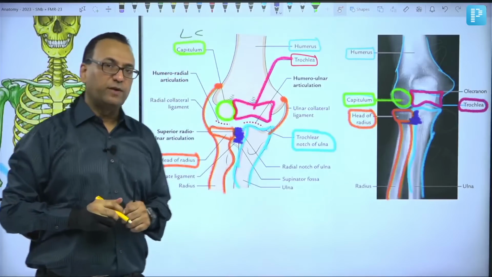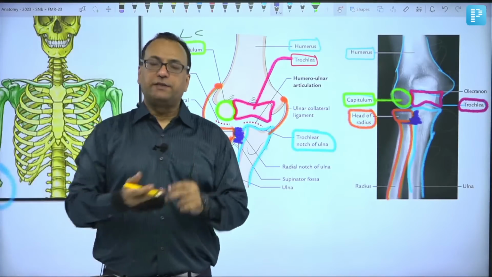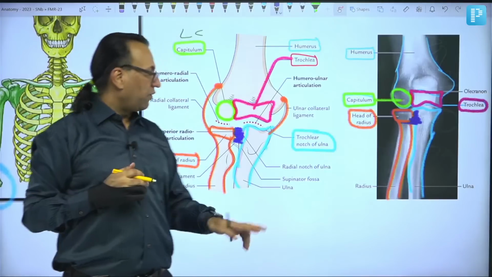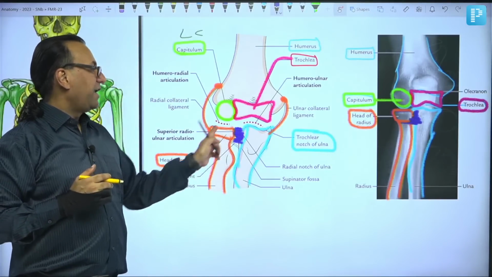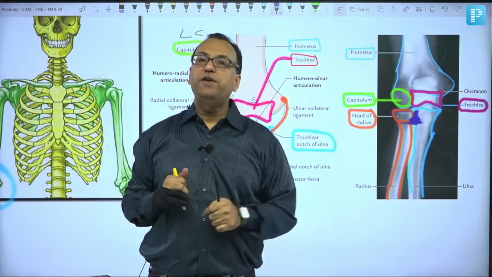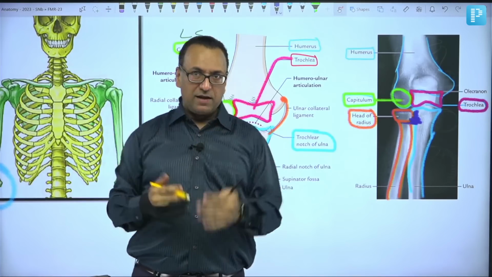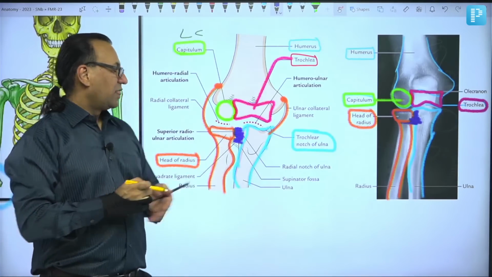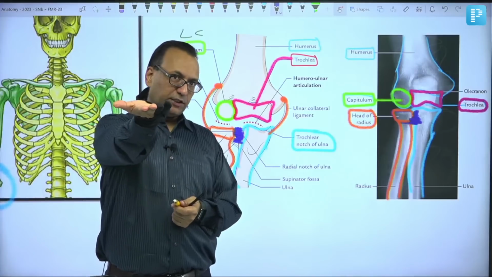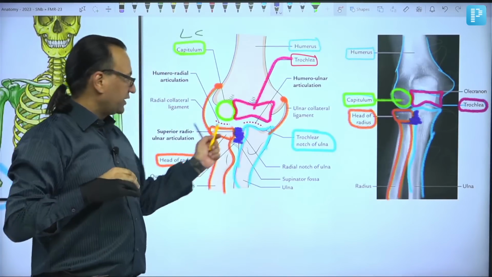a pivot synovial joint. So a question can come, elbow joint is which type of synovial joint? Hinge joint. And what about the superior radio-ulnar joint? Superior radio-ulnar joint is a pivot, P-I-V-O-T, pivot synovial joint. What is the movement happening at the superior radio-ulnar joint? That is supination and pronation. Supination and pronation happens at the superior radio-ulnar joint.